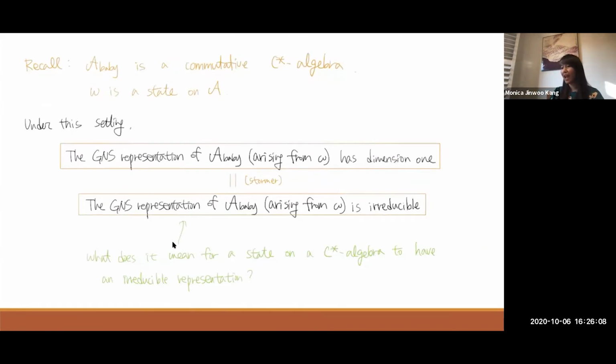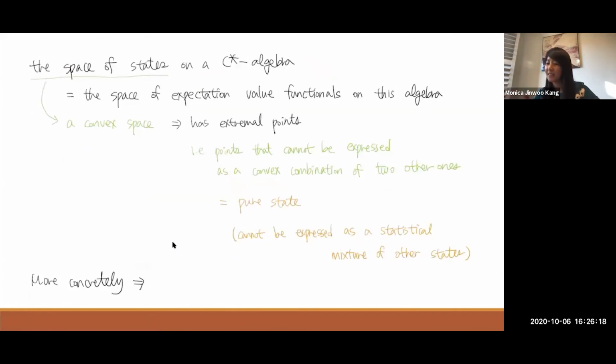So what does it mean to have a state on the C-star algebra with an irreducible representation? Here it comes down to what I was motivating in the very beginning, which goes back to the purity condition. The space of states on the C-star algebra is exactly the same as the space of expectation value functionals on this algebra. And as we all know, a convex sum of expectation value functionals is again an expectation value functional. So we can determine that this is a convex space. What that means is that it has extremal points, especially the points that cannot be expressed as a convex combination of two other ones.